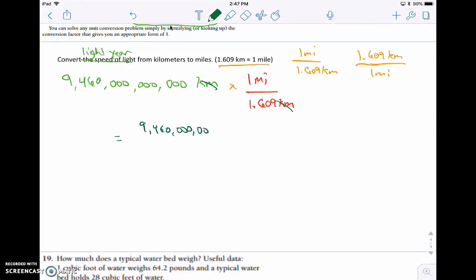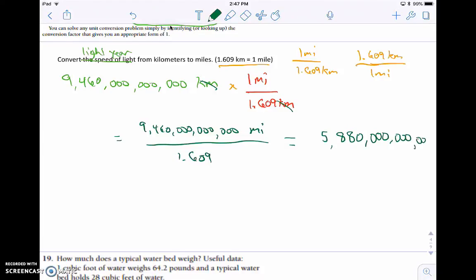9,460,000,000,000 miles over 1.609. And again, the kilometers have divided out. So now when I take 9,460,000,000,000 and divide it by 1.609, I get roughly, and this is rounded, 5,880,000,000 miles.